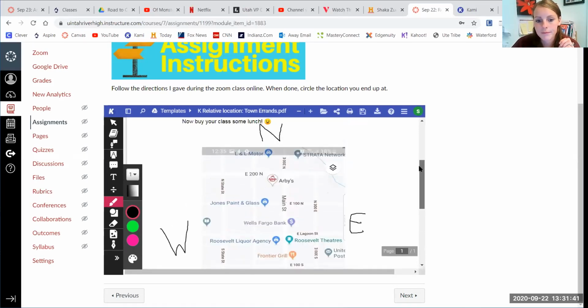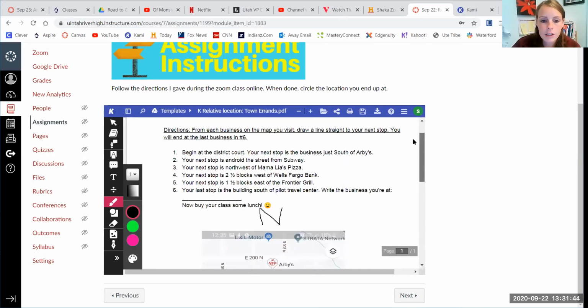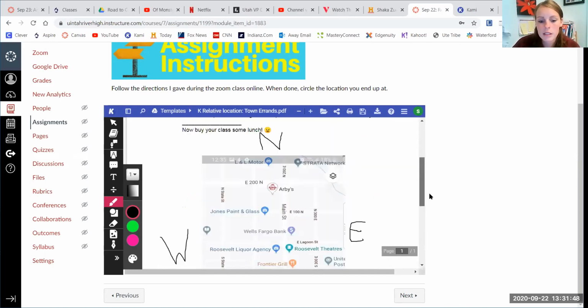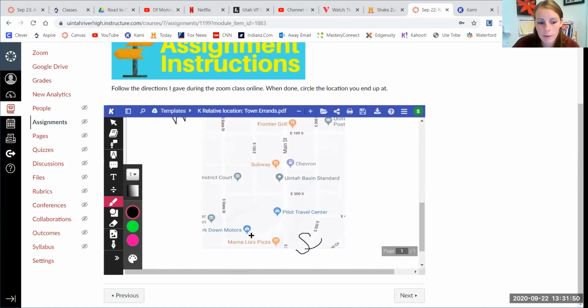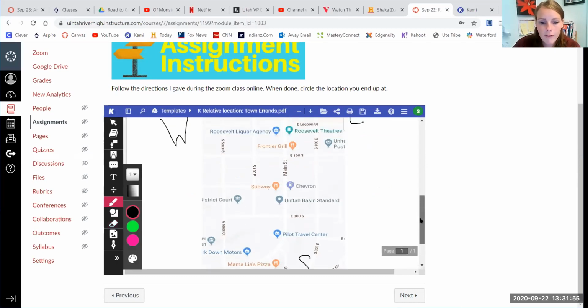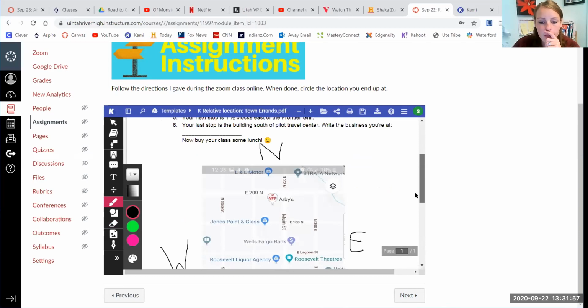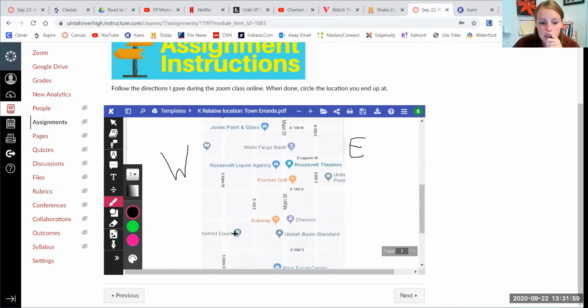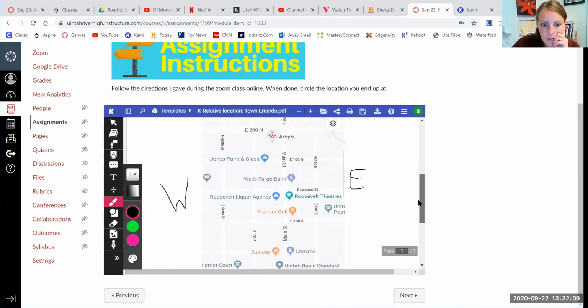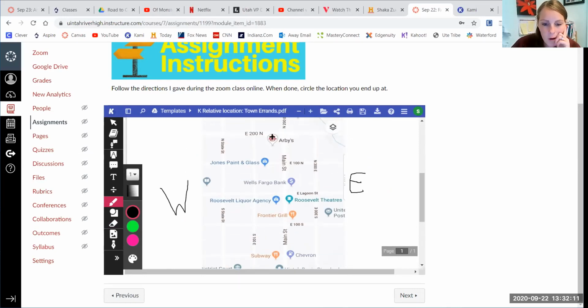Okay. So if I'm starting at the district court, my next stop is a business just south of Arby's. That means just this direction of Arby's. So I have to find the district court. So here it is. This is where I start, the district court. Then I have to go to the business south of Arby's. So we find Arby's. There we go. Okay. So the direction is south, which is down.